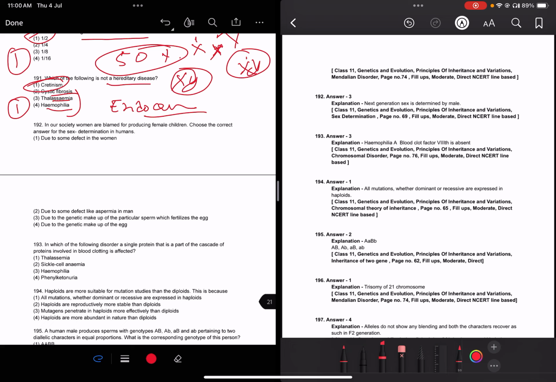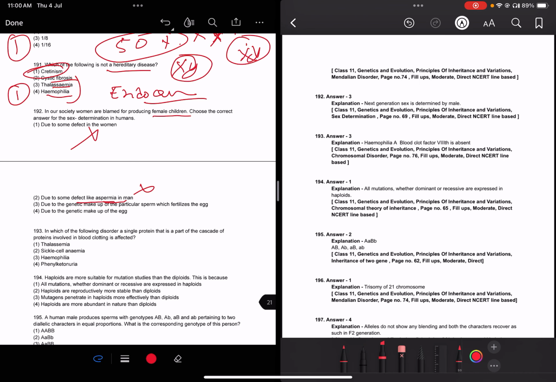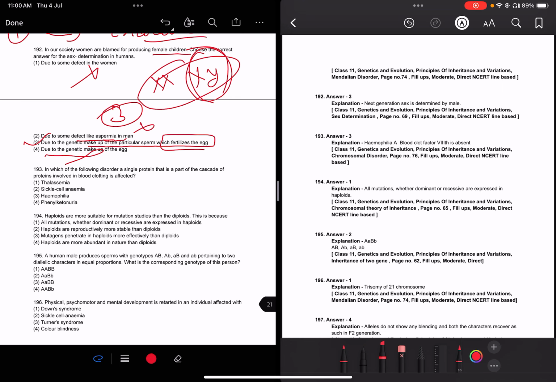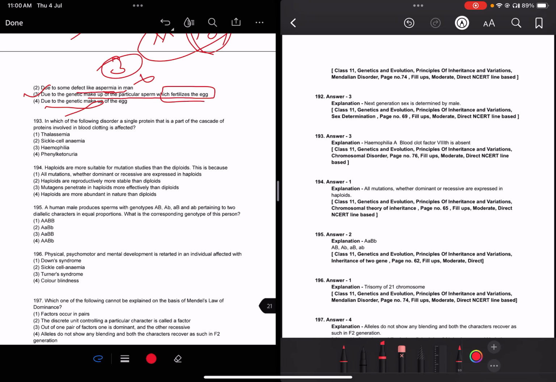In our society, women are blamed for producing female children. Choose the correct answer. Due to some defect in the female, wrong. Due to some defect in the male, but it affects the female children. So yes, women should not be blamed. Problems can be due to the male also. It is due to the genetic makeup of the particular sperm which fertilizes the egg. This is the reason behind female children. So the answer is one: it does not depend on the genetic makeup of the egg. It always depends on XX or XY, the genetic makeup of the sperm. XY is the responsible factor for producing a female child. Women should not be blamed.